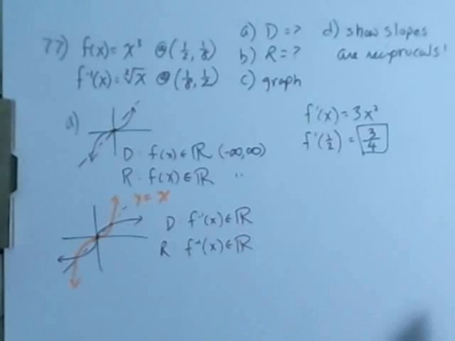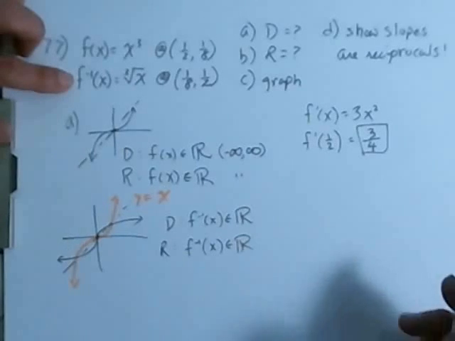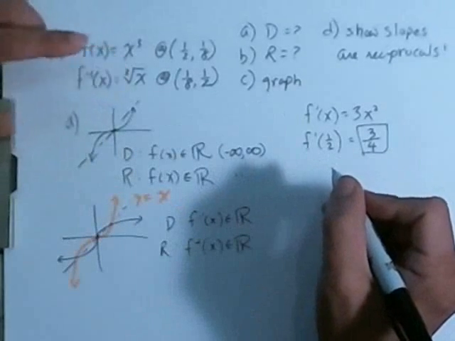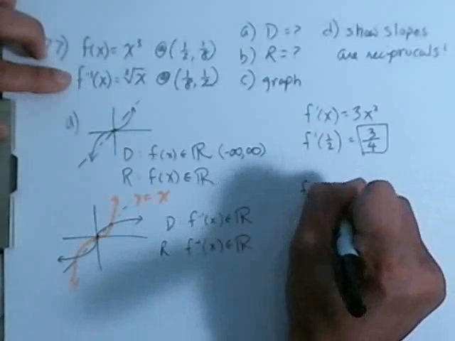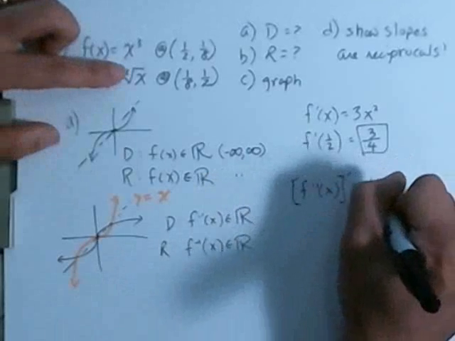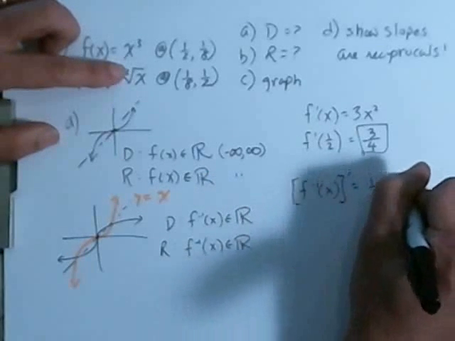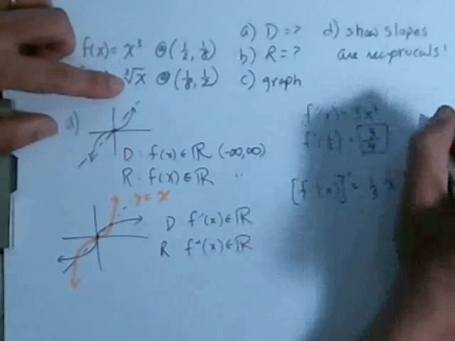The next problem, f inverse now of x is equal to cube root of x. So we're going to take the derivative of that, f inverse of x. That becomes 1/3 x to the minus 2/3. We're using the power rule, changing this to an exponential form.